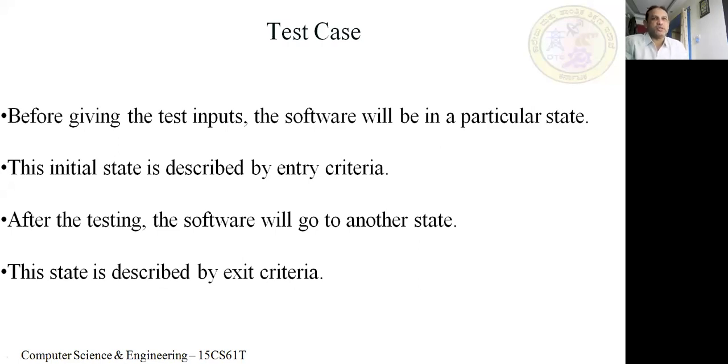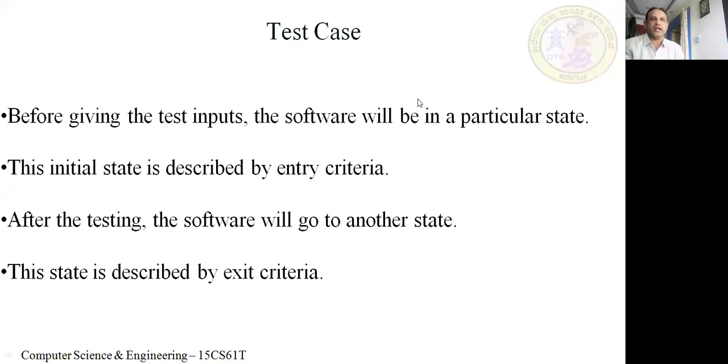Before giving the test inputs, the software will be in a particular state. For example, once you have written the program, you have not yet given any inputs to it. We call that one state. So before giving the test input, the software is in a particular state, and this initial state is described as the entry criteria. After testing, the software will go to another state, and this state is described as the exit criteria.